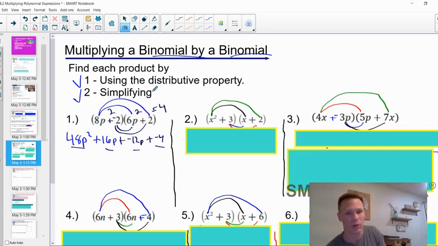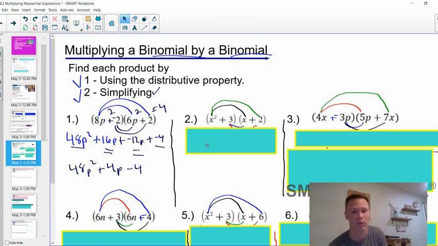All right, so now we always have to check and see if we're going to simplify. Do I have any like terms? Well, I have a p here and a p there. Nothing combines with the 48p squared, so that's going to go along for the ride. Then I'll have 16 minus 12, which is 4p, and nothing combines with negative 4, so that's my answer.